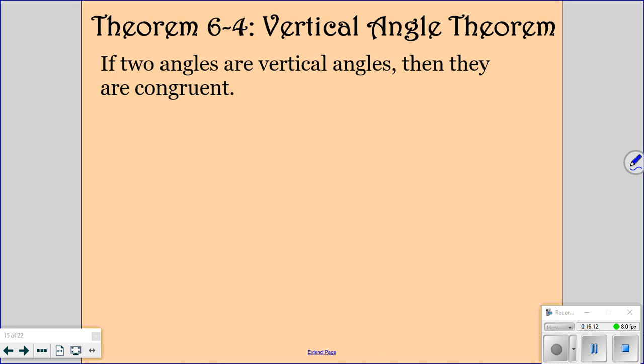Theorem 6.4 is the vertical angle theorem, and it says if you have two angles that are vertical angles, then they are congruent. And that's what I already said when we went over vertical angles. This is just a theorem stating that fact.